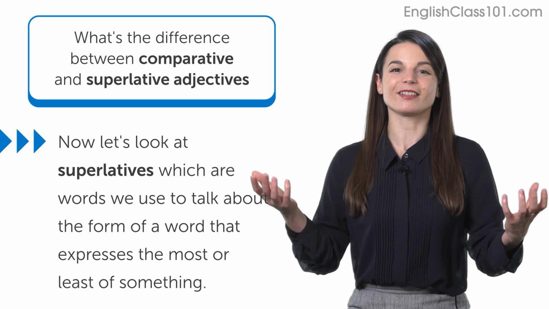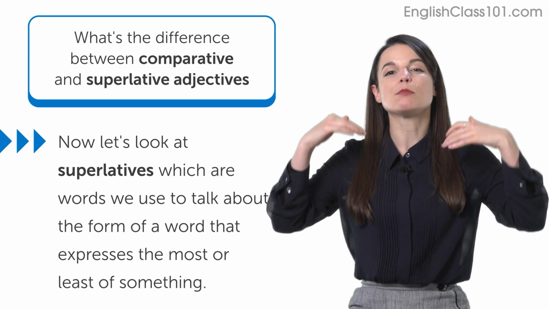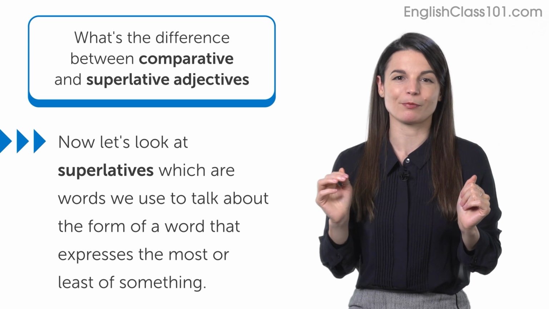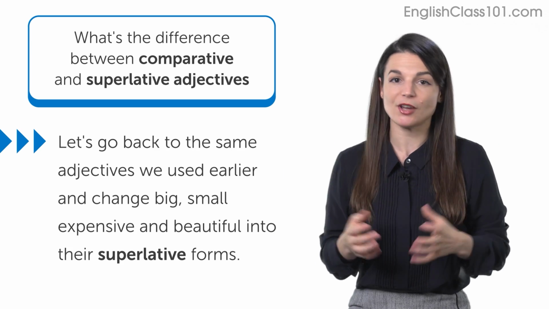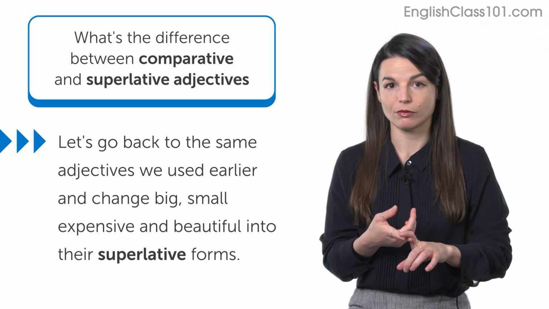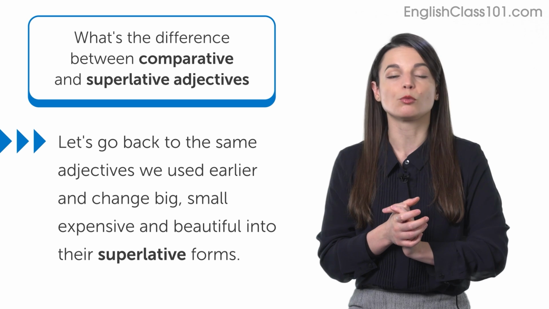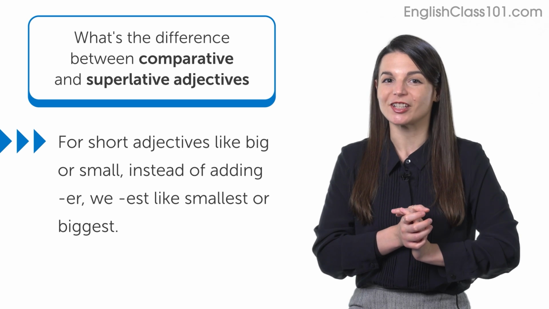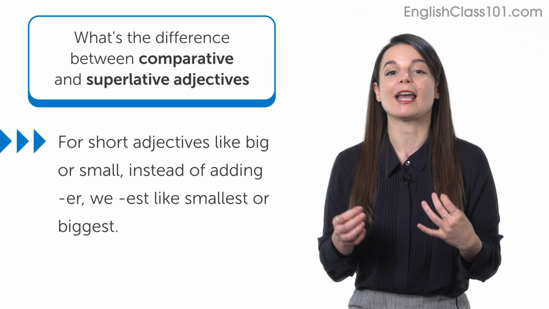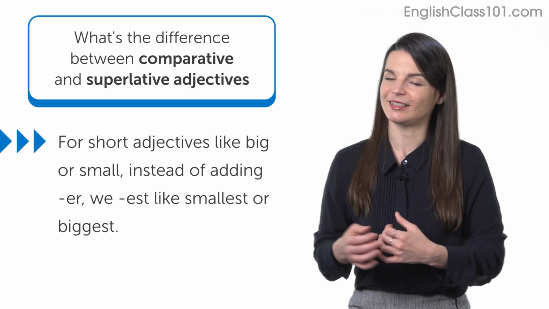If you don't know the word superlative, it's the word that we use to talk about the form of a word that expresses the most of something, or in some cases, the least of something. So the highest degree of something. So for example, we could use the same adjectives that we talked about earlier. We could use big and small and expensive and beautiful to talk about how we create the superlative form of these adjectives. Again, we have some rules we can follow. When we have these short adjectives like big and small, instead of adding er like we did with the comparative form, we add est. So for example, smallest or biggest in these cases.